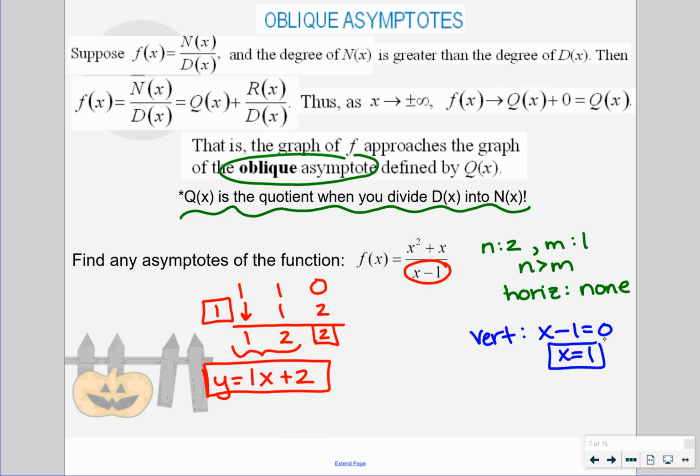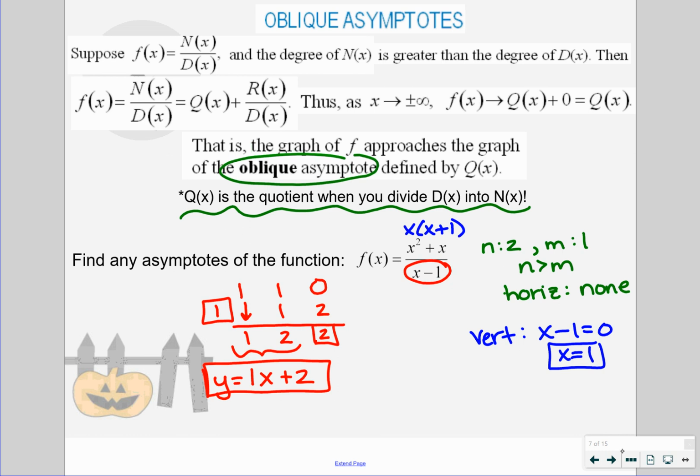Nothing reduces. Even if you factored an x out of the top there, I'm left with an x plus 1. You can see we don't have any common factors, so we don't have to worry about those. Denominator gives me the vertical. N's and m's then tell you if it's either horizontal or oblique. Okay? Questions on oblique asymptotes?